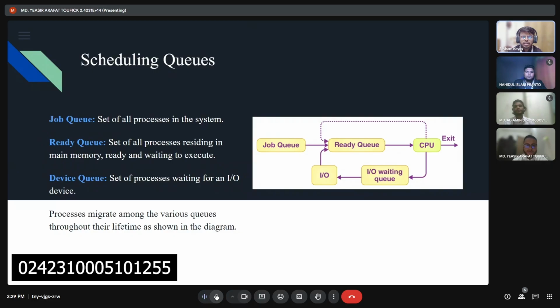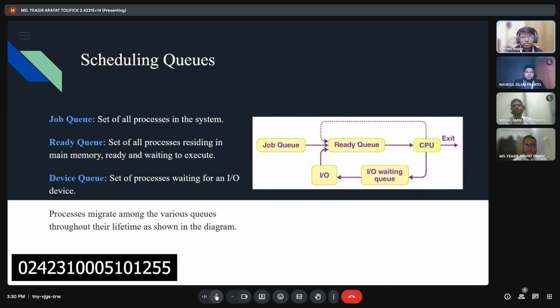The CPU scheduler directly pulls processes from the ready queue for the CPU. The device queues are specific queues where a process waits for a particular I/O device like a disk or printer. In the right-side diagram, we can see the job queue. It will go to the ready queue, which, like we already talked about, contains all the processes that are currently in main memory and are ready to execute.